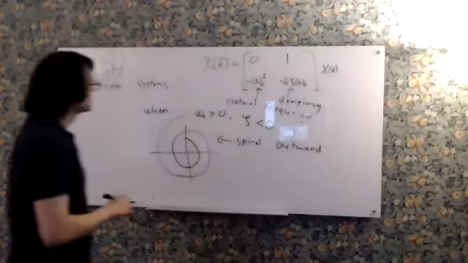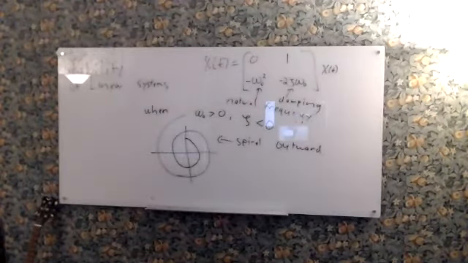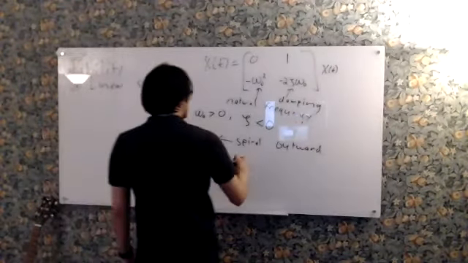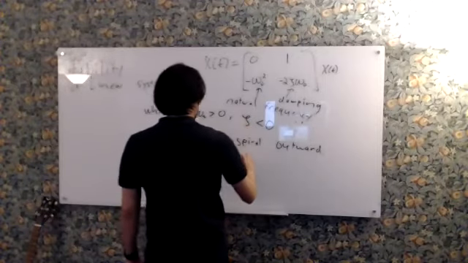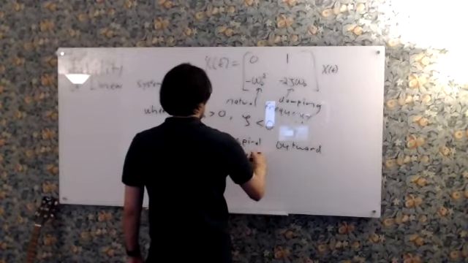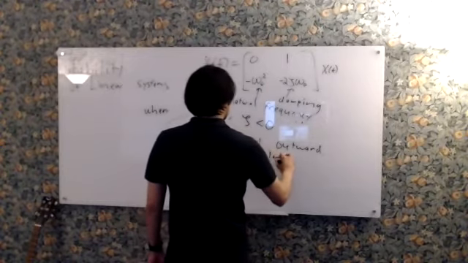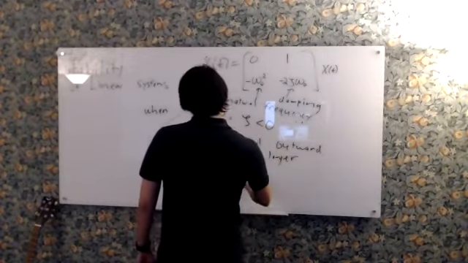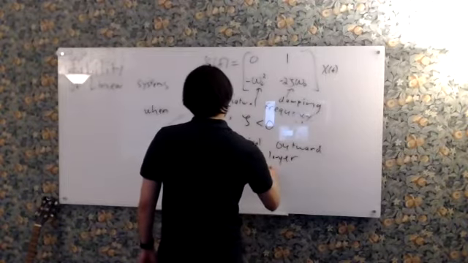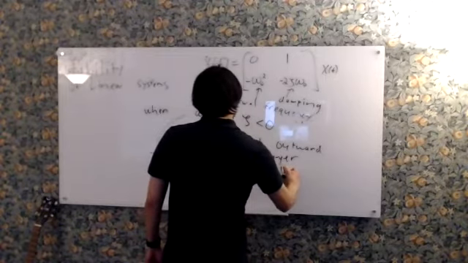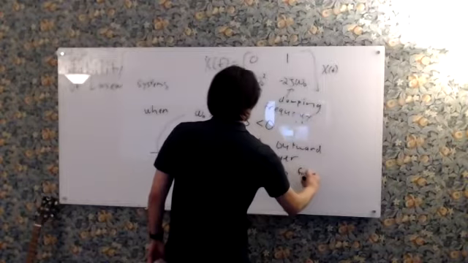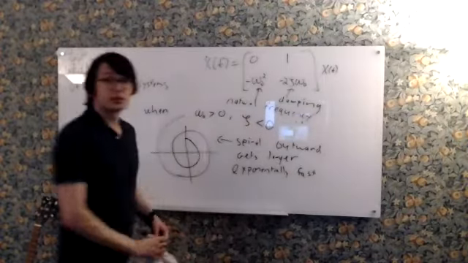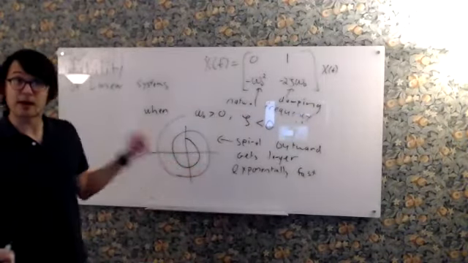We're going to spiral outward, and this is going to blow up, and it's going to get larger exponentially quickly. Right? So this is going to get big, and it's going to get big very fast.